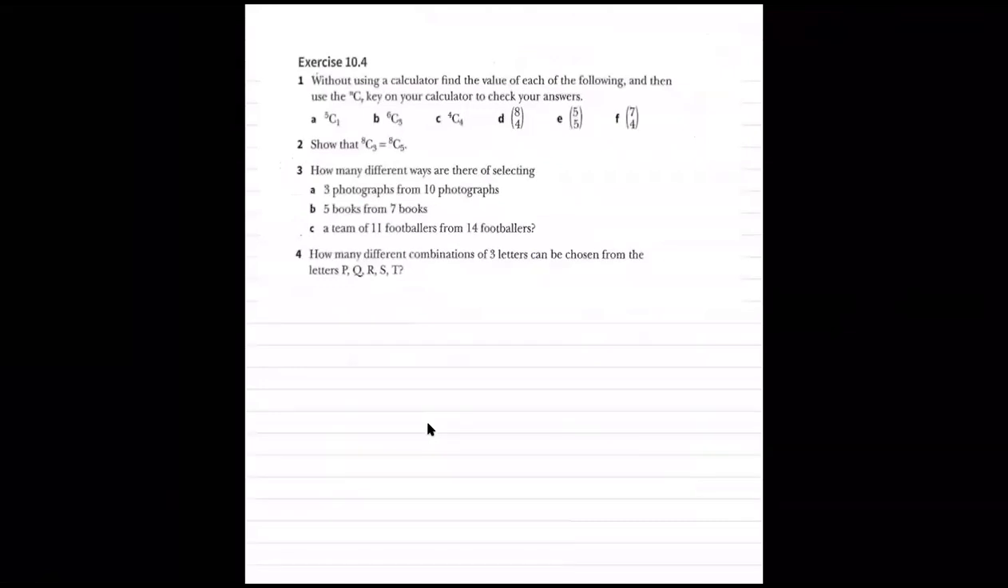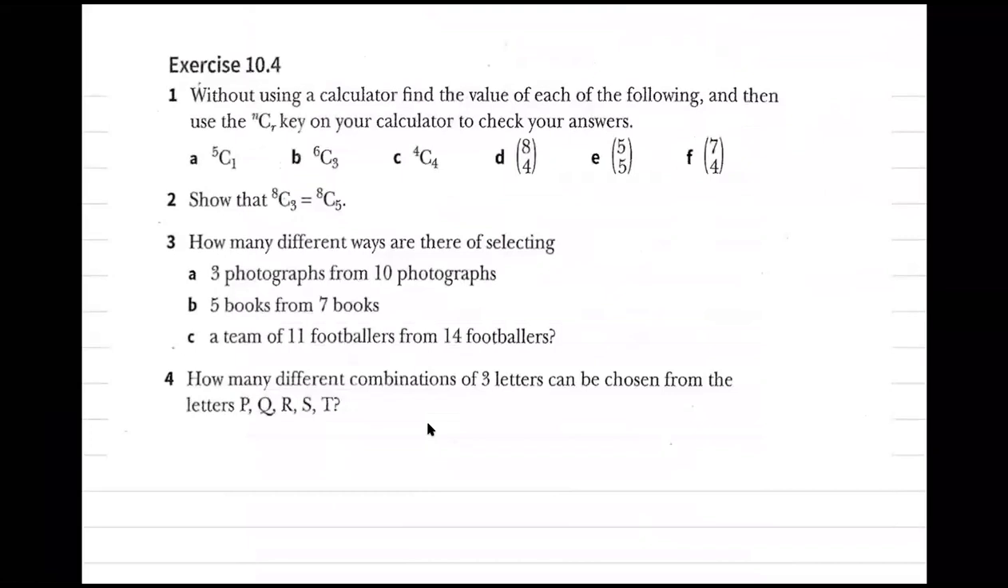Now you can try this question out. Question number one. Without using the calculator, find the value of each of the following and then use the NCR key on your calculator to check the answers. I just want you to try part B and part F. Without using the calculator, it simply means you will solve 6C3 without a calculator.